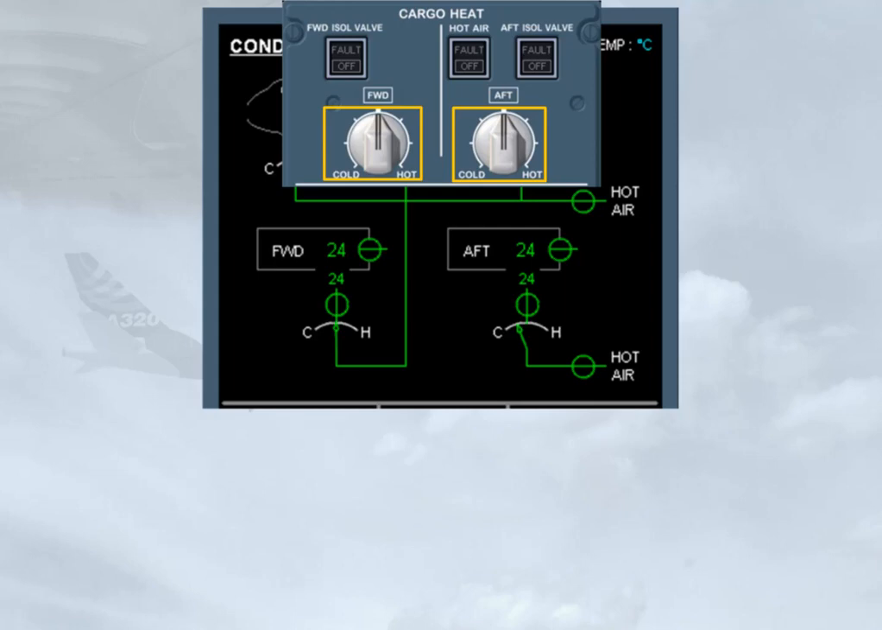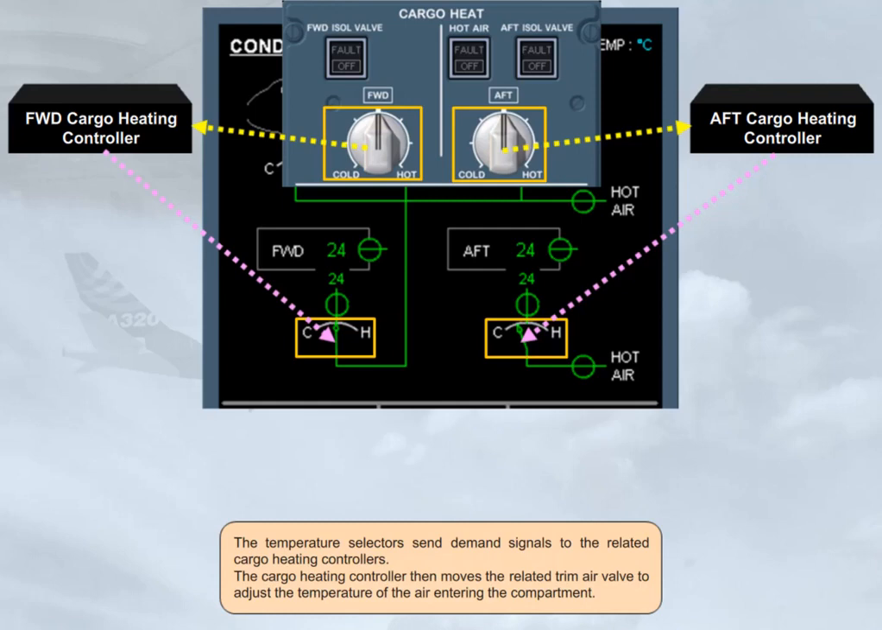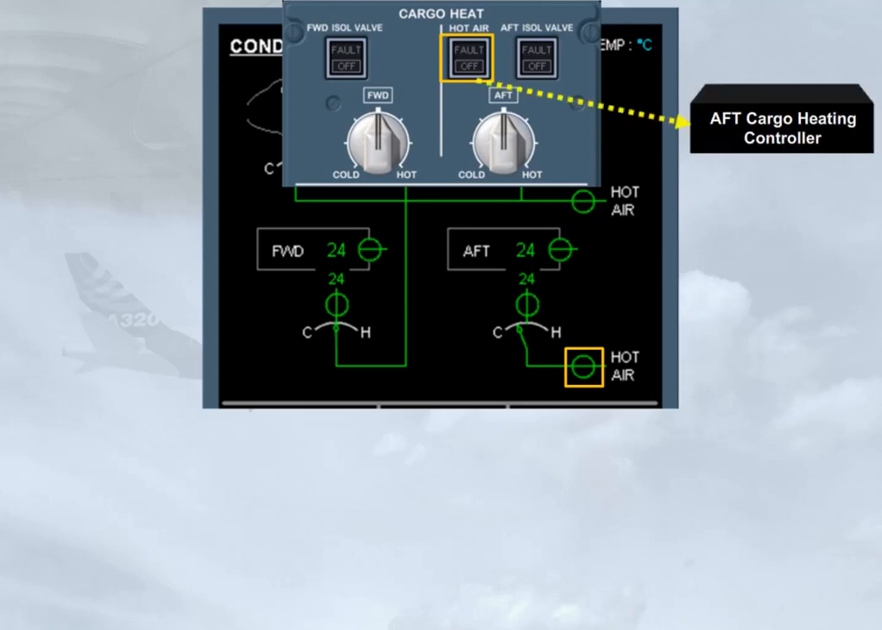The temperature selectors send demand signals to the related cargo heating controllers. The cargo heating controller then moves the related trim air valve to adjust the temperature of the air entering the compartment. The hot air push-button switch controls the aft cargo pressure regulating valve via the aft cargo heating controller. This push-button switch normally remains in the lights-out auto position.